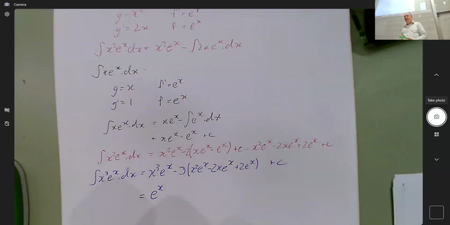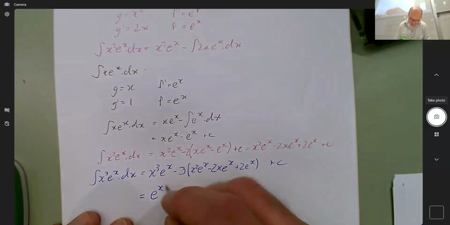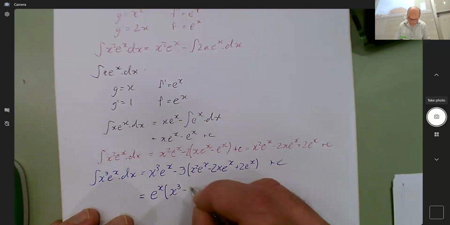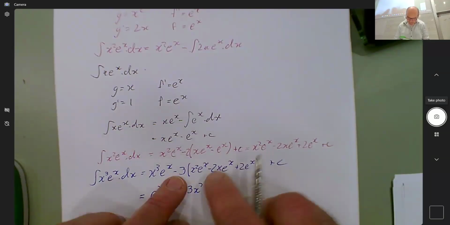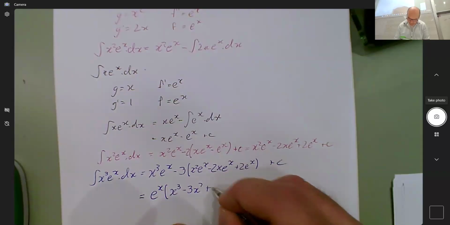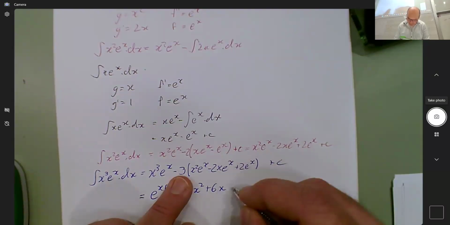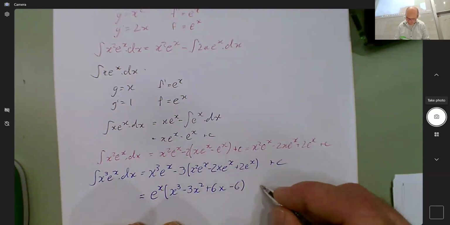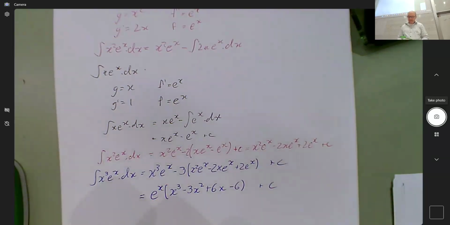If I take e to the x, see all these terms have e to the x in them. They kind of suck a little bit, but they all have e to the x. So I'm going to go x cubed, and then I'm going to go minus 3x squared, minus 3 times minus 2 is going to get me plus 6x minus 6 plus c. See how much prettier that looks? All right.